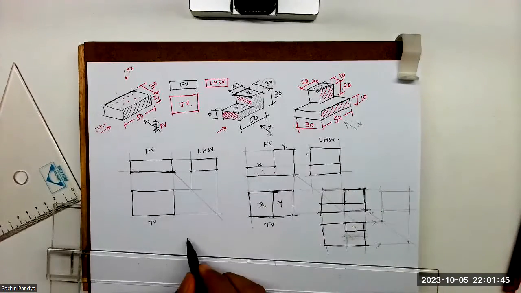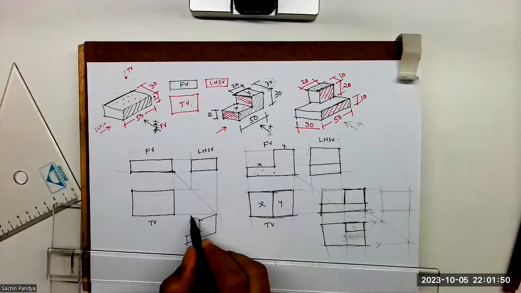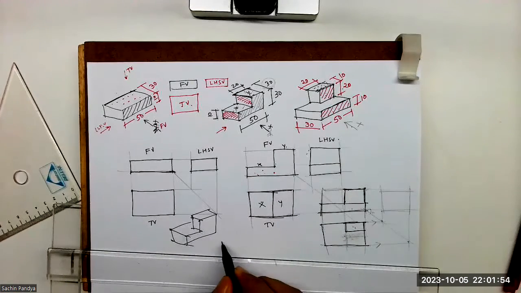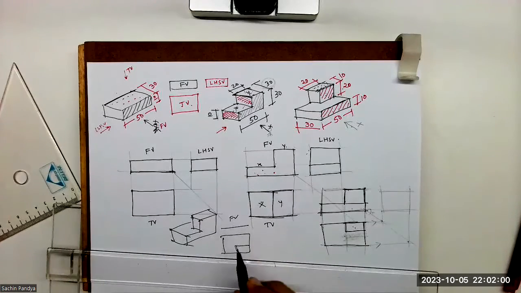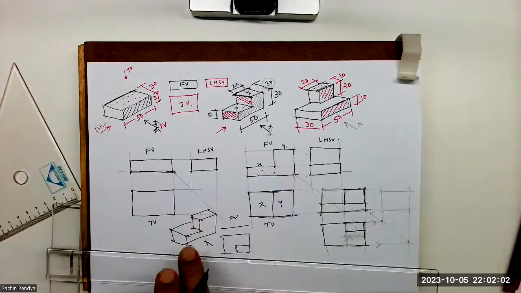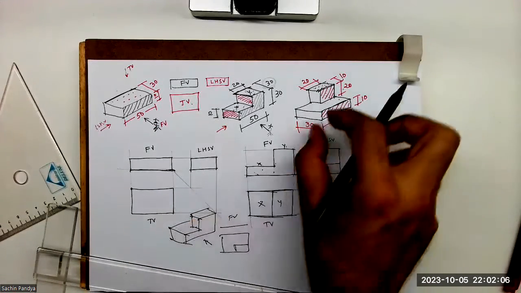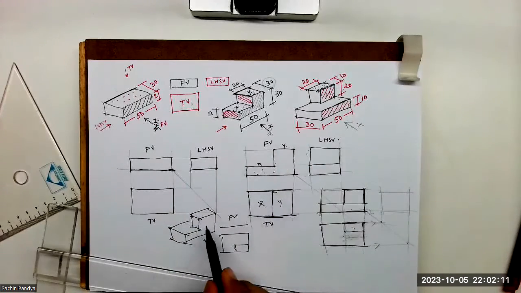Now, few people will ask me, sir, if the object is like this, I'm just drawing top view in this. So in that, how will it come? It will come here. This is front view and this top view. I'm talking about this sum. So what is the difference in this sum and this sum? In this, this part is nearer to us. In this sum, it is away. In this, it is near. So that's why it came like this. This is top view.